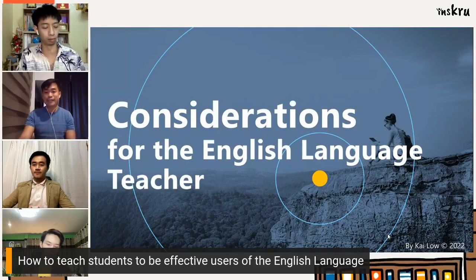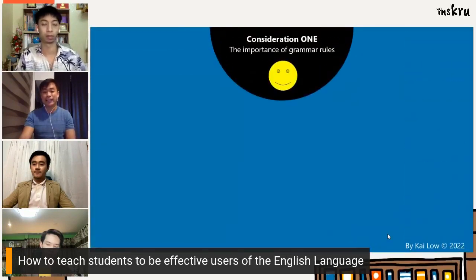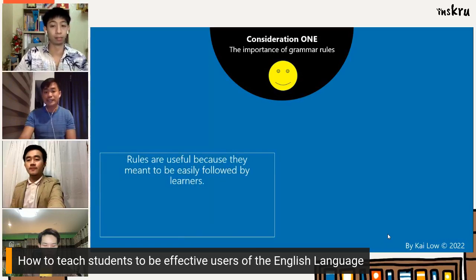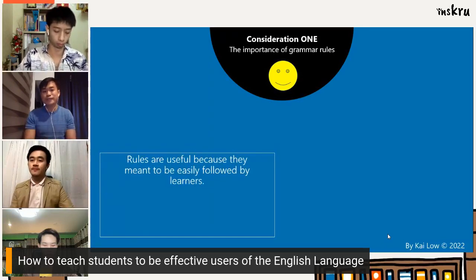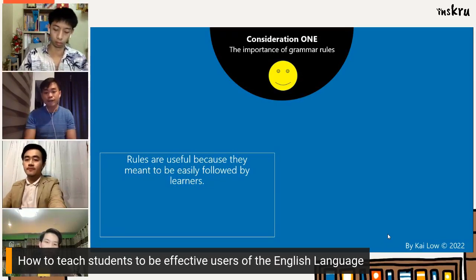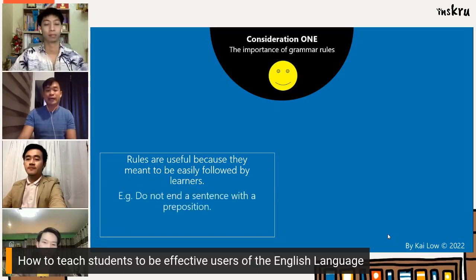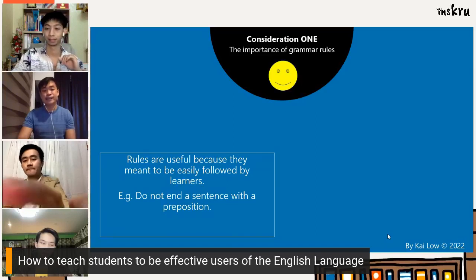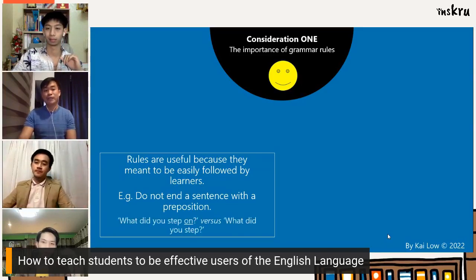Now, understandably, for many of us, when it comes to teaching the English language, we cannot run away from the grammar rules. These are really important because fundamentally, like any other subject, these are the rules that will help our learners to learn the subject more easily. So rules are useful because they are meant to be easily followed by our learners. So for example, in the English language, there are basic rules such as to not end a sentence with a preposition. Therefore, we tend to say, what did you step on? And we don't say, what did you step, right?